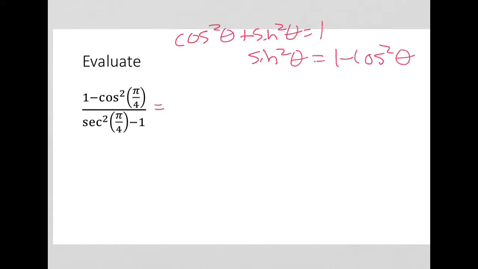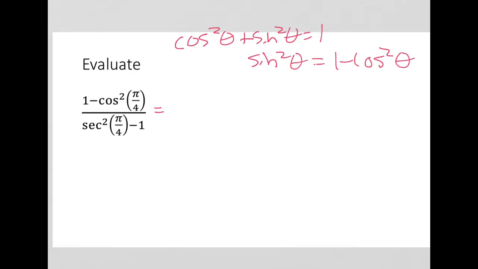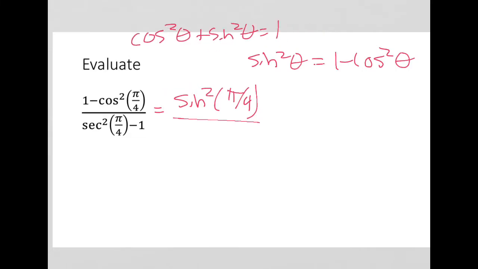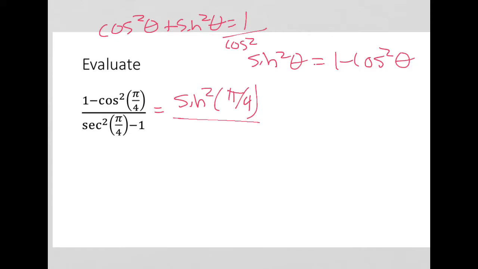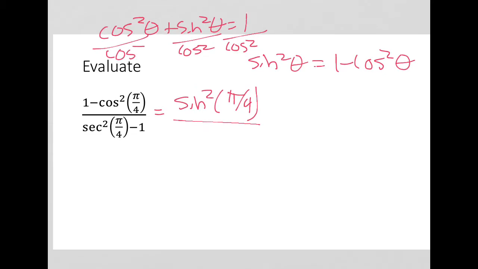And now I can substitute in to get sine squared pi over 4 in the numerator there over that secant squared mess. So let's figure out what that secant squared mess is going to simplify to. So if I take this Pythagorean identity, and I want secant, secant is the reciprocal of cosine. So I want to divide everything here by cosine squared. So let's divide that by cosine squared and that by cosine squared.